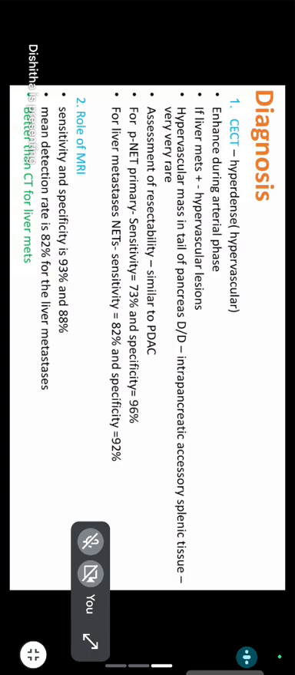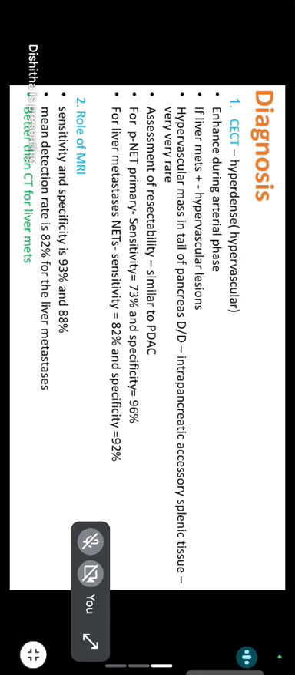Diagnosis, most important is the CT because they are usually hypervascular. They're seen as hyperdense lesions during the arterial phase. So much so that even if liver mets are present, they are also seen as hypervascular lesions. And a differential diagnosis to this is a hypervascular mass seen in the tail of the pancreas, which can be an intrapancreatic accessory splenic tissue. So it is very, very rare. This was mentioned in DeVita, so I just thought I'll mention it here.